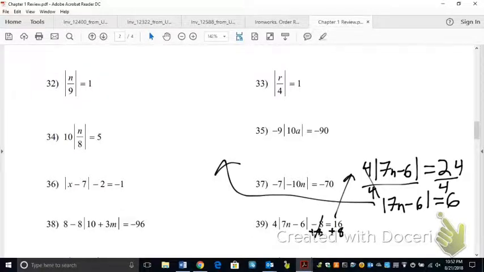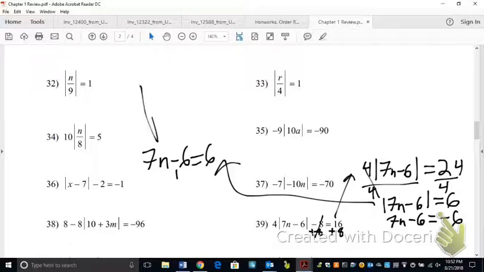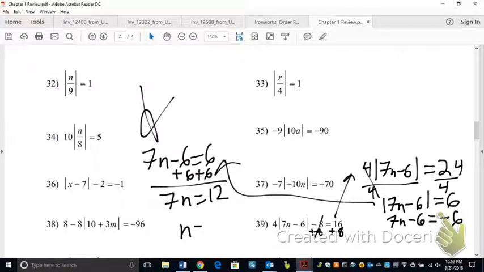So we're going to break that out. First things first, we're going to write it just the way it is, 7n minus 6 equals 6. Secondly, we're going to write 7n minus 6 equals negative 6. Starting over here at 7n minus 6 equals 6, we're going to add 6 to both sides, and we get 7n equals 12. Now immediately you look at that and you go, no, maybe I did it wrong. 7 and 12 aren't equally divisible. Well, trust your math. We're going to divide both sides by 7 and we're going to get n equals 12 sevenths.